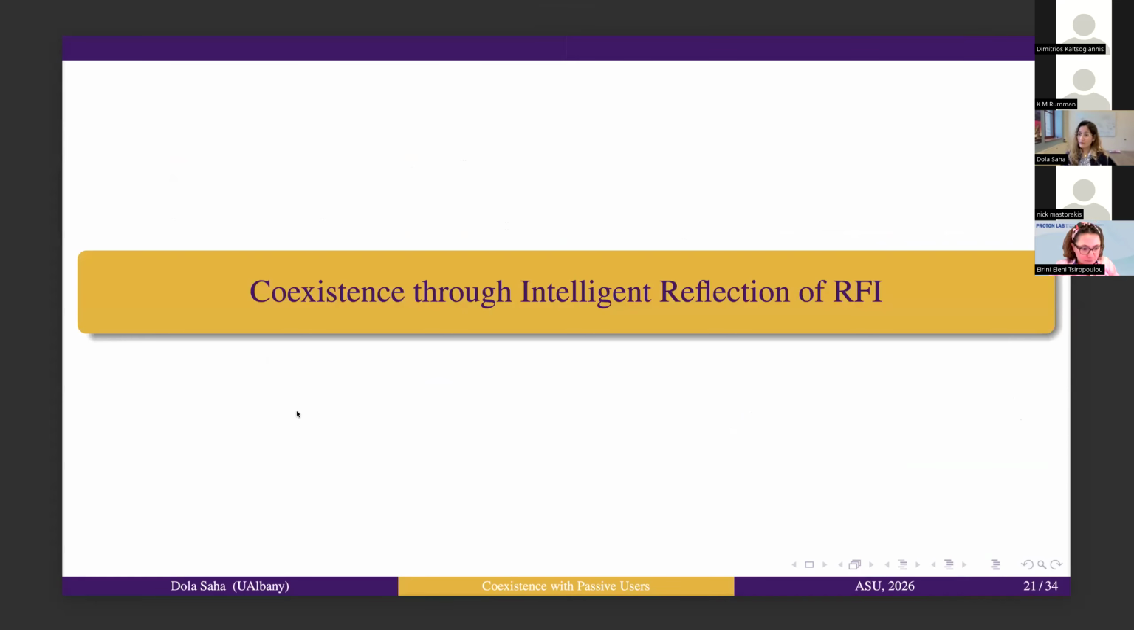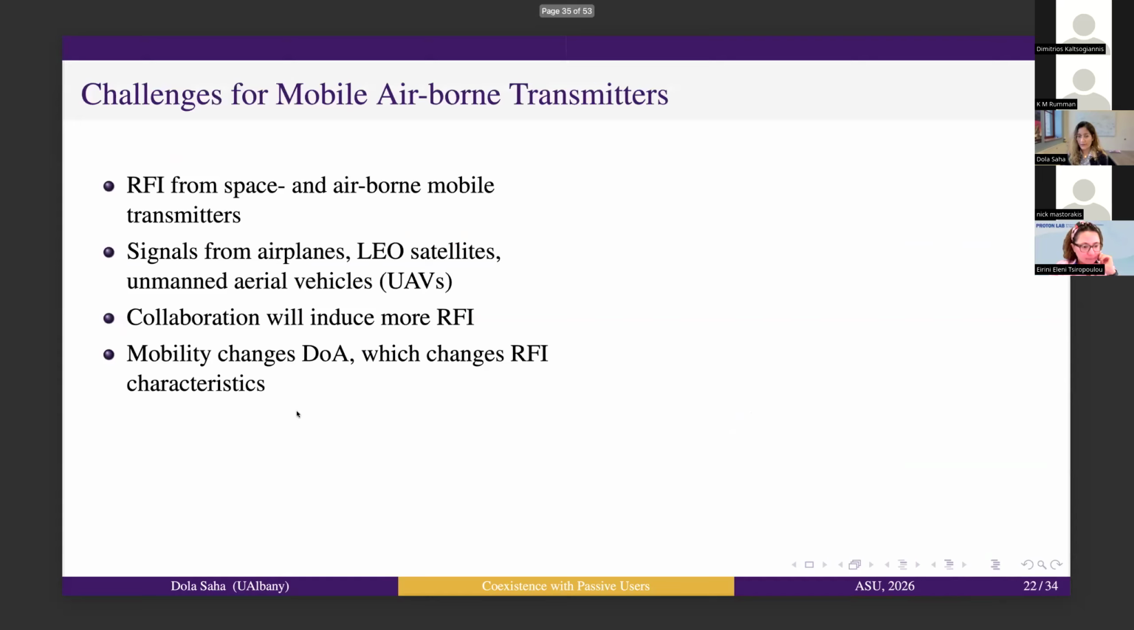So the next part of my talk will be on coexistence, but this one is through intelligent reflection of RFI using reconfigurable intelligent surfaces.